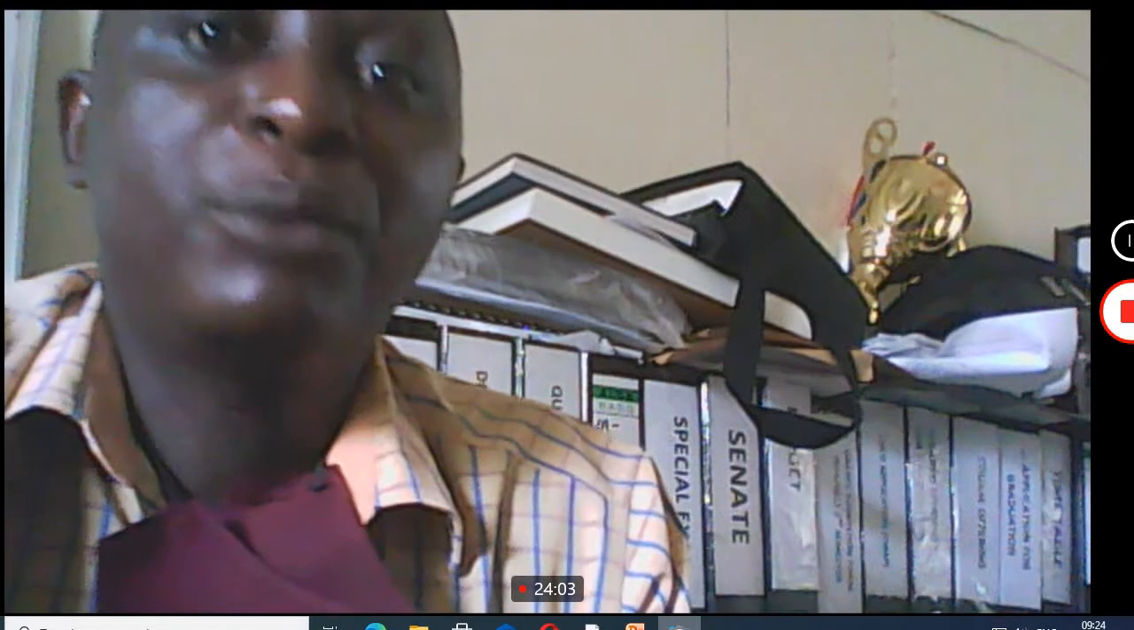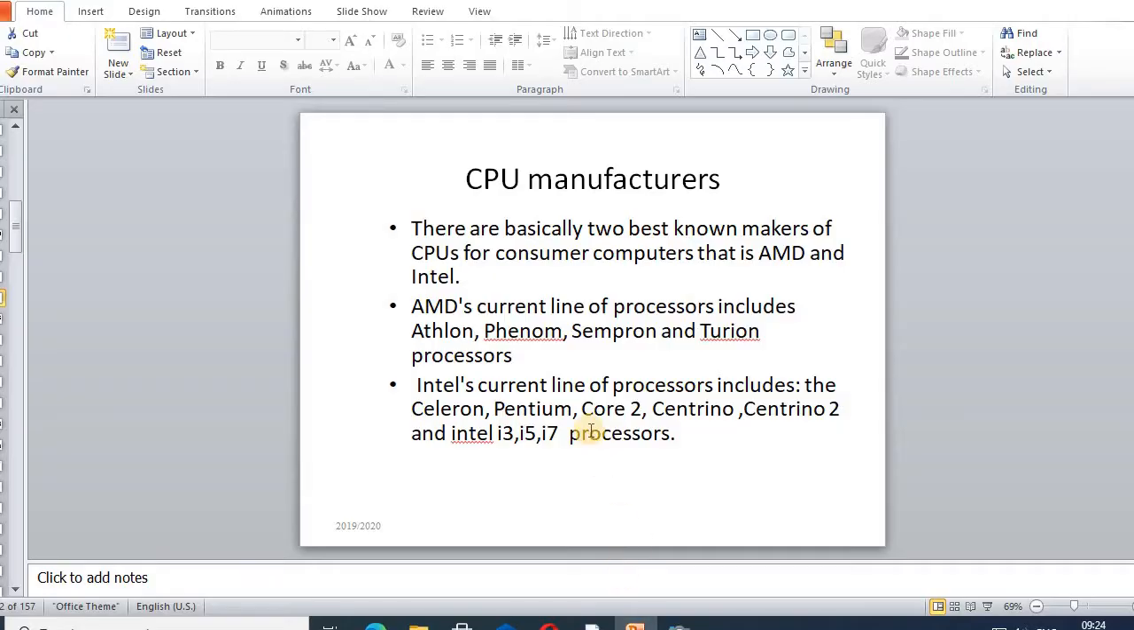So every laptop or every computer has that. It will tell you exactly which processor you have in your computer. Are we together? If it is AMD, you'll see it. If it is Intel, you'll see it.